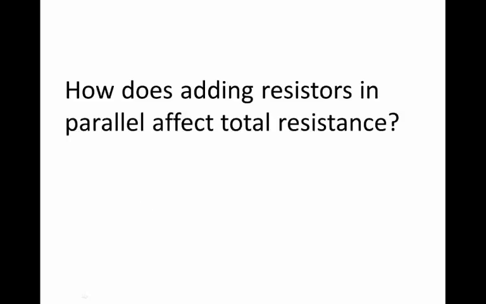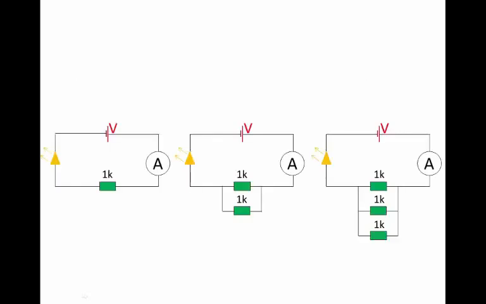First, we need to understand some theory. How does adding resistors in parallel affect total resistance? So you should predict which of these three LEDs is going to shine the brightest. Which of these three ammeters is going to give the highest reading? Which of these three circuits has the highest and which has the lowest total resistance?